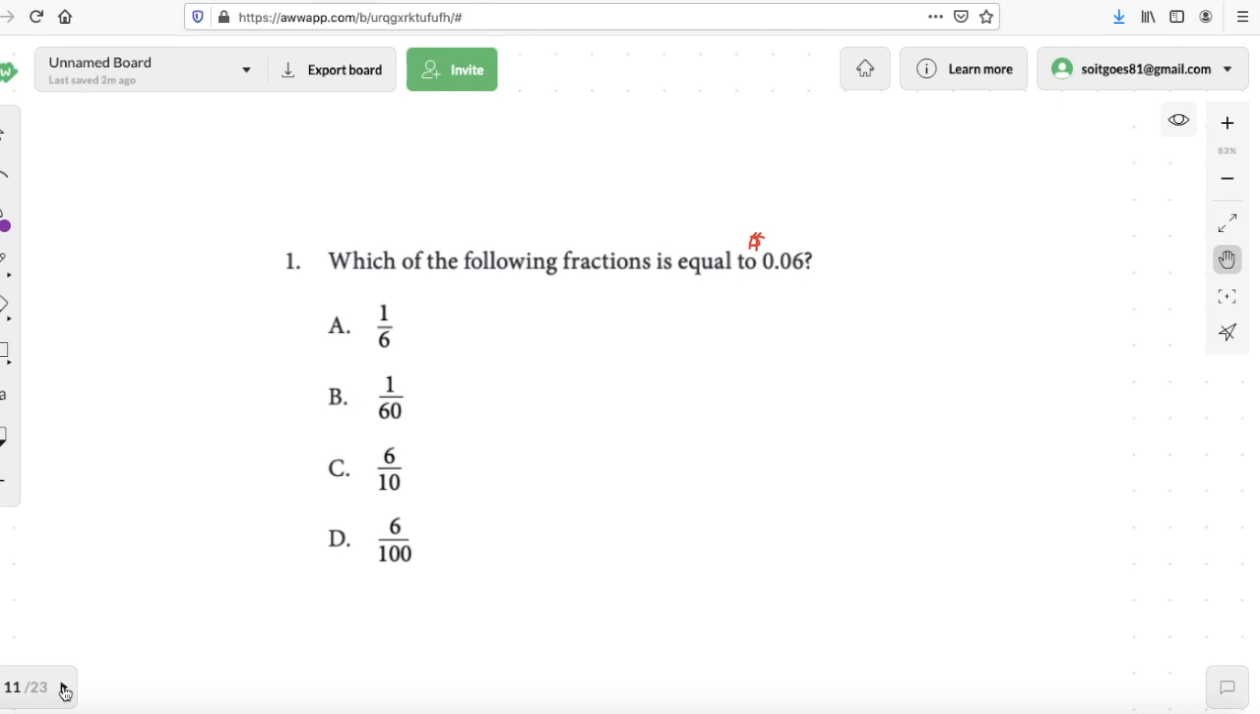What about B? Is that more or less than 0.06? 1/60th of a dollar is going to be less than 2 cents, right? It's very tiny. I mean, 0.06 is small, but 1/60 is even smaller. Does that make sense?